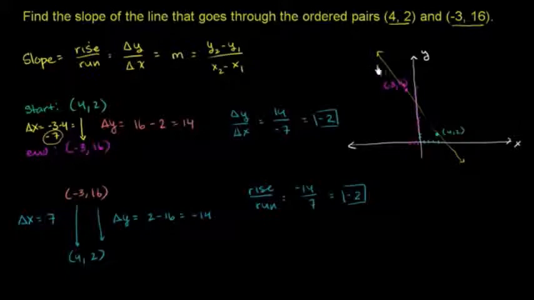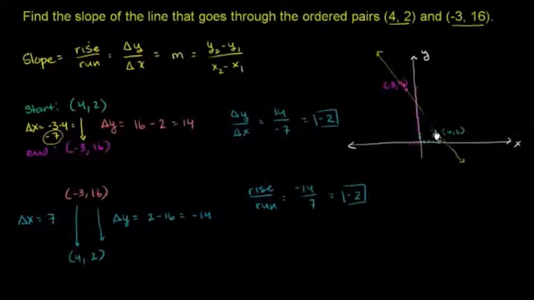It's going from the top left to the bottom right. As x gets bigger, y gets smaller. That's what a downward sloping line looks like. And just to visualize our change in x's and our change in y's that we dealt with here, when we started at 4, 2 and ended at -3, 16, that was analogous to starting here and ending over there.